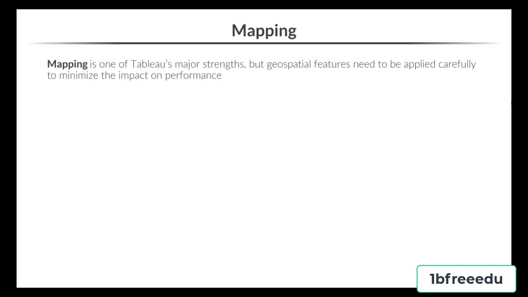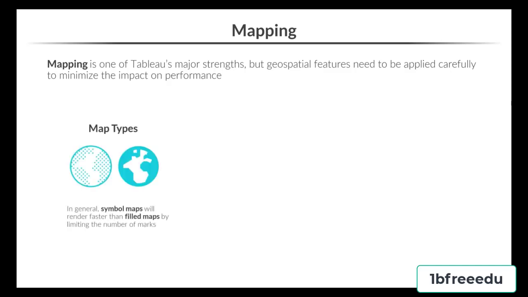Mapping is one of Tableau's major strengths, but geospatial features need to be applied carefully to minimize the impact on performance. There are three primary areas to consider when dealing with maps and performance. The first is map types. The two main types of maps available in Tableau are symbol and filled maps. Since filled maps produce more mark ink because they fill an entire area, they will run slightly slower than symbol maps, which just produce circles in the center of the region shown.